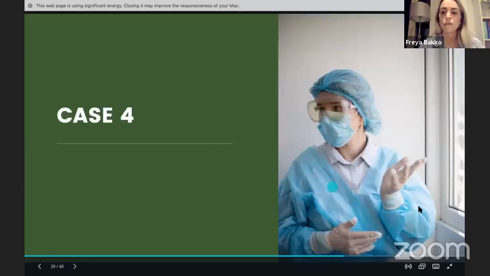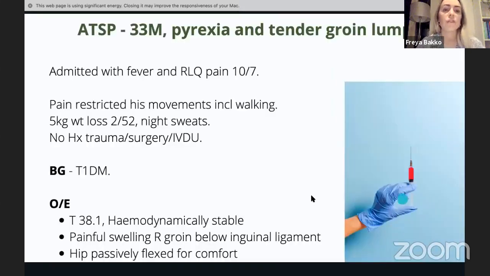So case 4. You are asked to see a 33-year-old gentleman who's febrile and has a tender groin lump. He is admitted with a fever and right lower quadrant pain for about 10 days. His pain restricts his movement, including walking. He's been limping for the last 10 days.